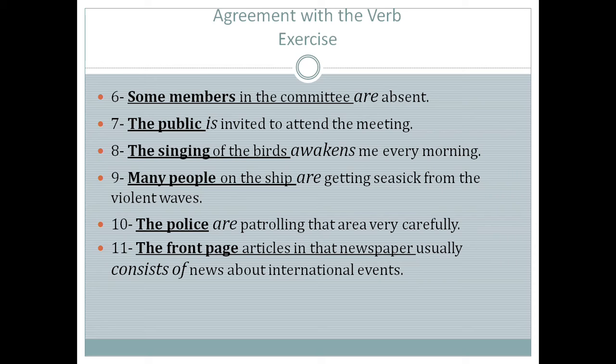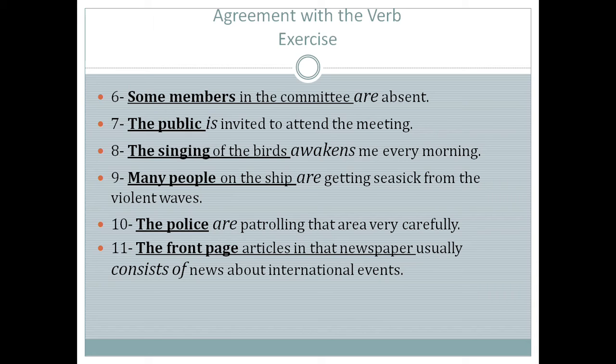The underlined word is the public, which is the entire subject. So the public is an uncountable noun, so it takes a singular verb is. The singing of the birds awakens me every morning. So the singing of the birds, which was underlined, is the entire subject. The singing is the subject. The singing is an uncountable noun, so it takes a singular verb awakens, with S of the third person singular in present simple tense.